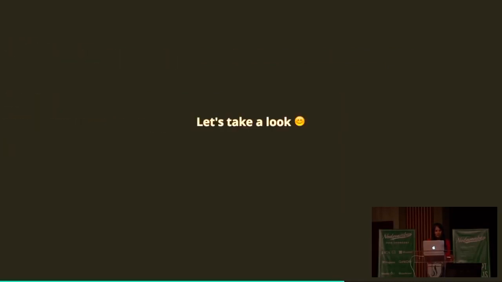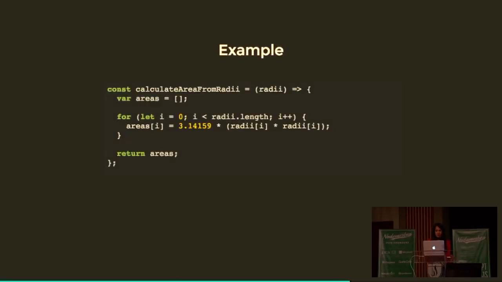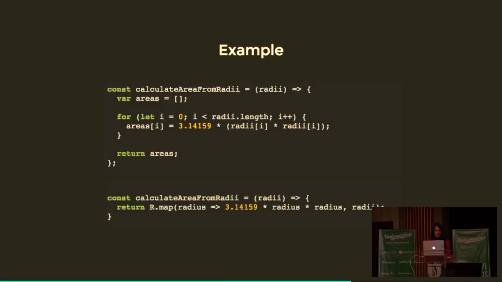So why use them? Let's take a look. I'm going to talk about four different ways that we can use them. There are so many different ways that you can use functions as first-class citizens, but we won't have time for all of them. So suggestion one is replace loops with higher-order functions, like map, filter, et cetera. So an example, going back to our original function, I'm using a library called Ramda. Anytime you see R dot something, it's a library called Ramda, which is a JavaScript utility library, similar to Lodash, but it's functional. And I'm just replacing this for loop with a map. And it automatically makes it so much smaller and simpler.